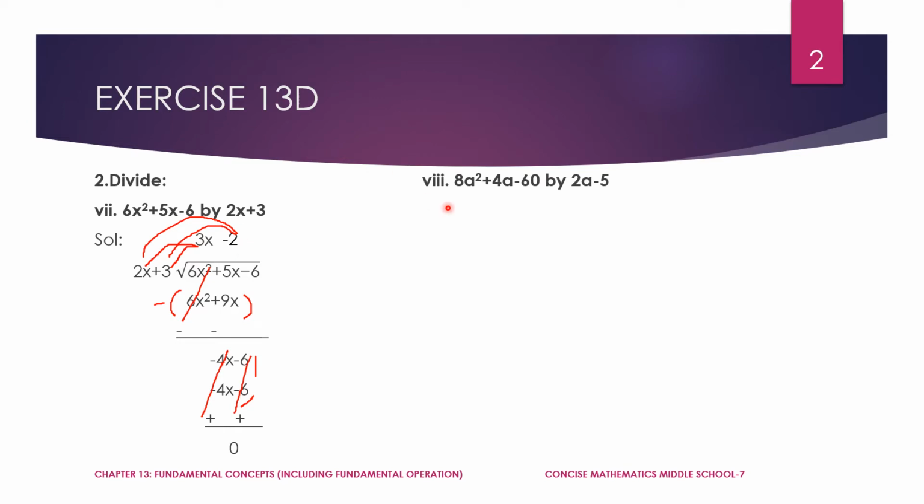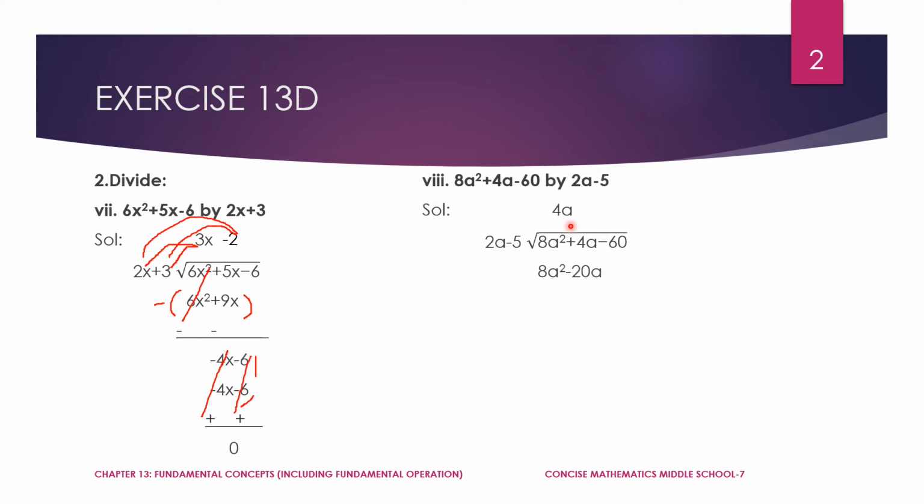Here, 8a square plus 4a minus 60 divided by 2a minus 5. Even here I am placing it like this, and you need to check for the first term. Here it's 2a, here it's 8a square. To make this 2 into 8, 2 3s are 6, 2 4s are 8, right? So 4 you can write over here, and to make this a into a square you have to multiply with a. So 4a you have to multiply.